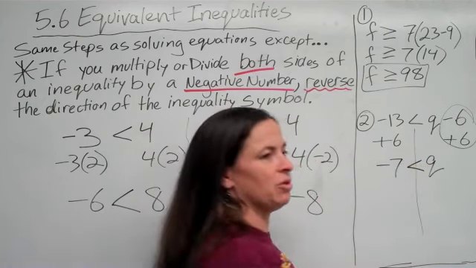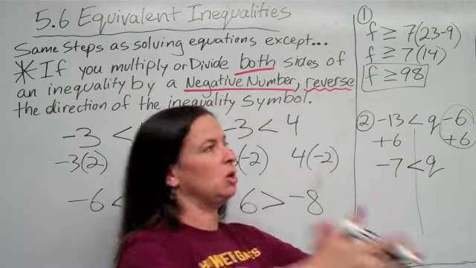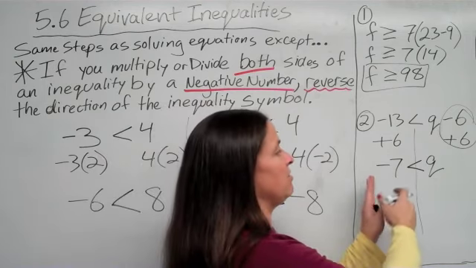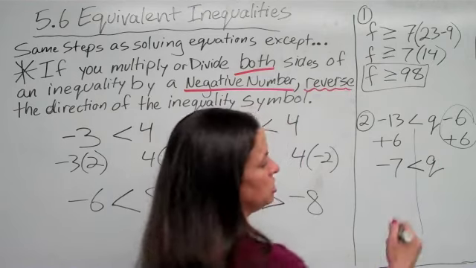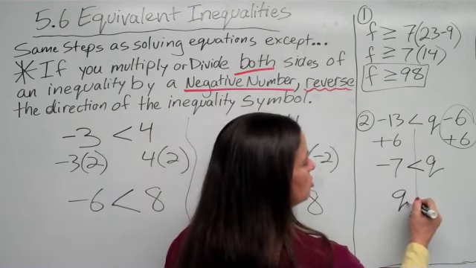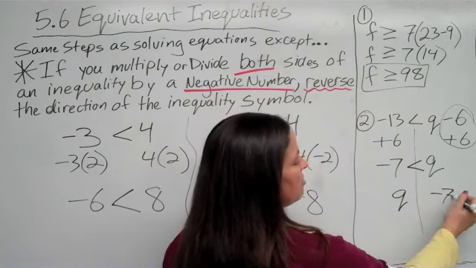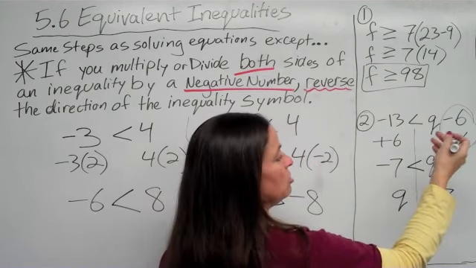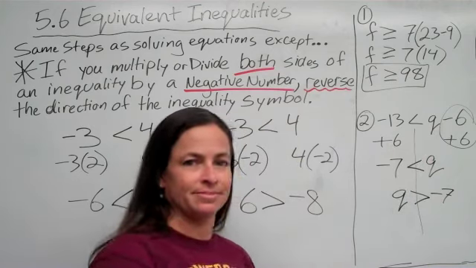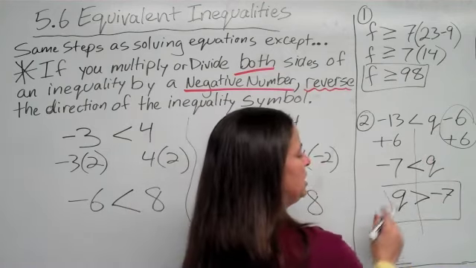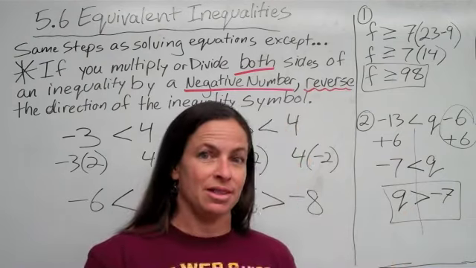Now, when the variable is on the right, I really like to see you guys write an equivalent inequality. If -7 is less than q, it's hard to understand what a value of q would be. So instead, I'd like you to rewrite it as q compared to -7. Well, if -7 is less than q, then q is actually bigger than -7. Always rewrite our variable on the left.